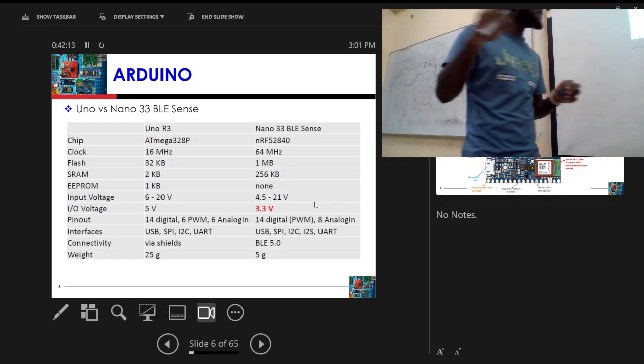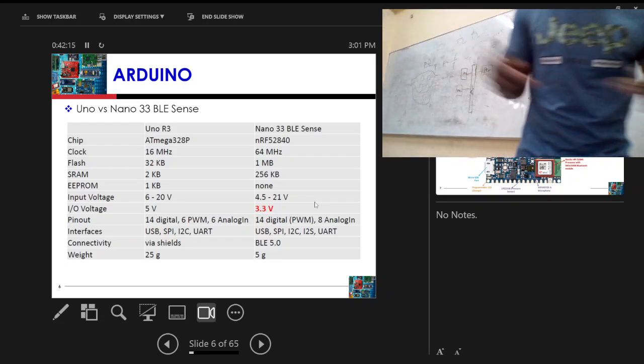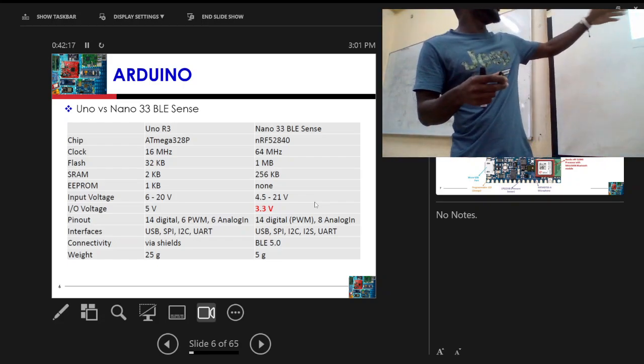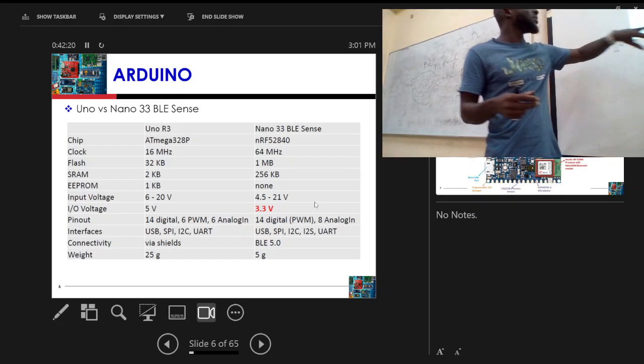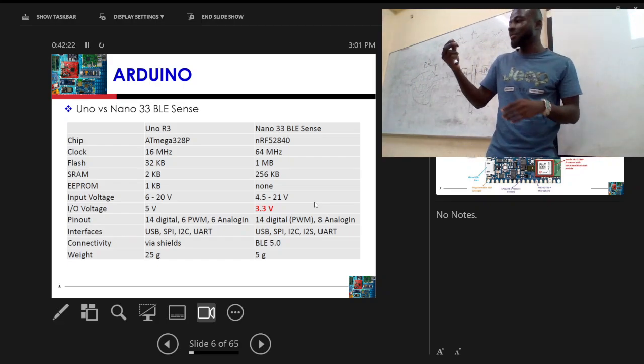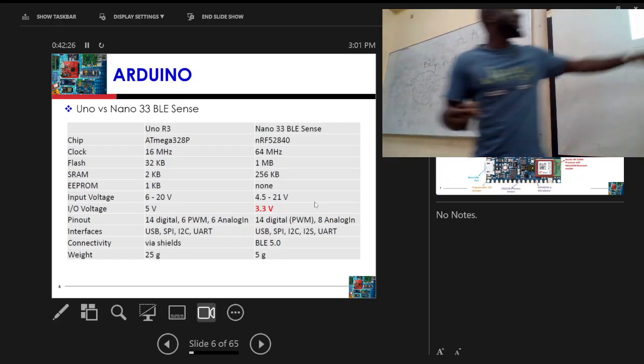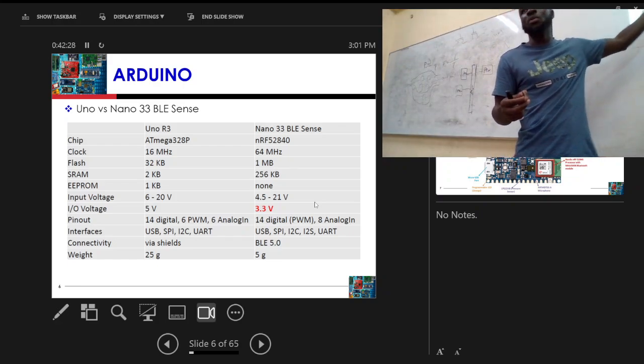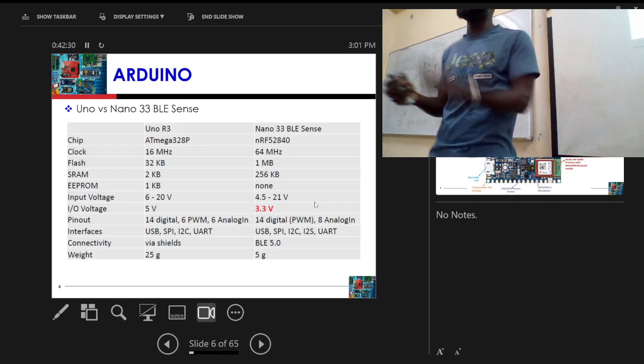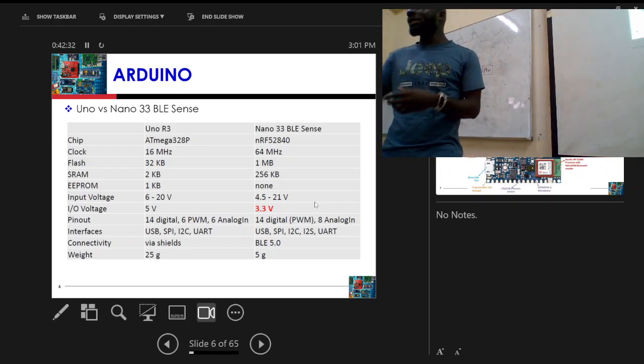So we are all there? Now the Arduino Uno does not have Bluetooth, but the Arduino Nano has. Once you want to connect Bluetooth with the Uno, you need a shield. You have to buy a shield and the Bluetooth component and then connect it. But with this one, Bluetooth is already integrated.